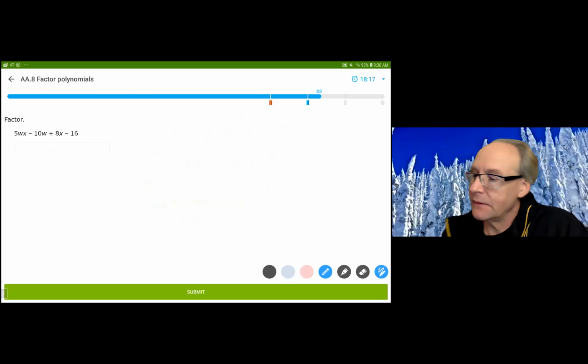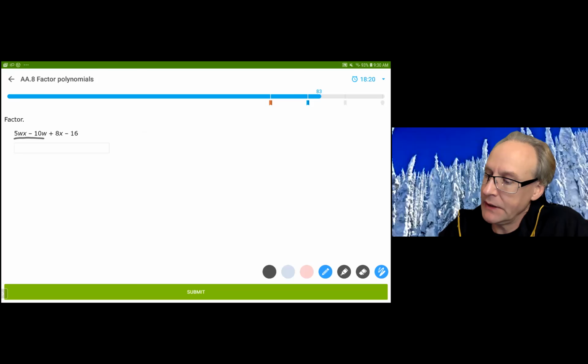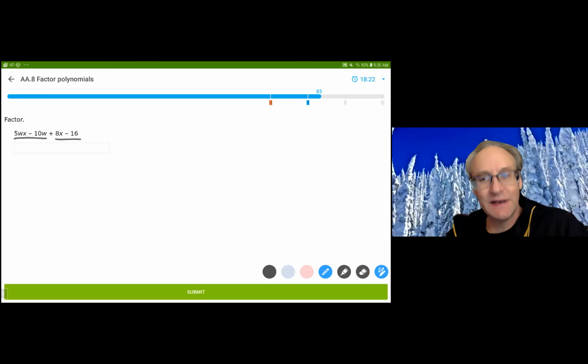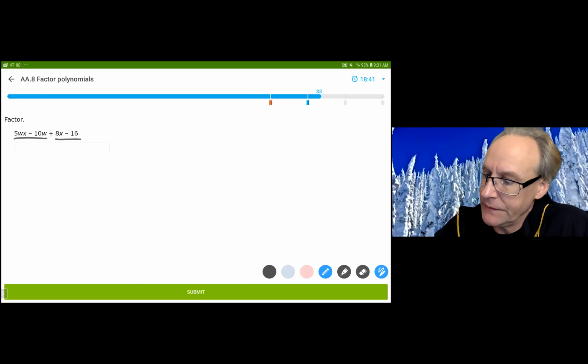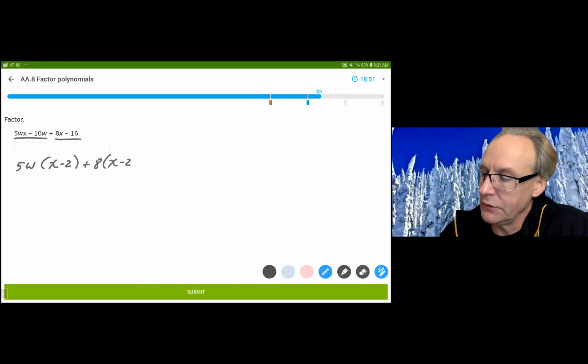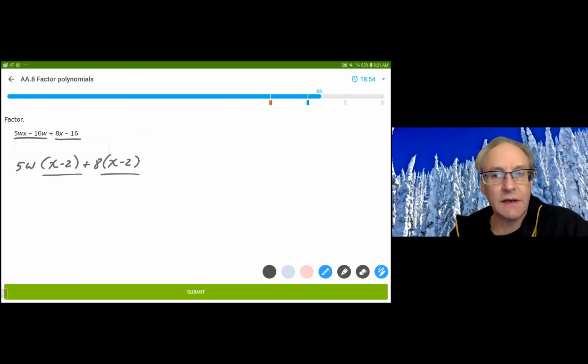All right, looks like we have a possible factoring by grouping. Now remember, just because there's 4 terms doesn't mean it's always going to work. In fact, the chance that a polynomial is factorable is much, much lower than you would expect. Factorable trinomials are the rare occasion, not the most common. So anyway, I've got a 5w that I can take out. And we're left with an x minus 2. And I need an 8, and that's left with an x minus 2. And my common factor is the x minus 2.